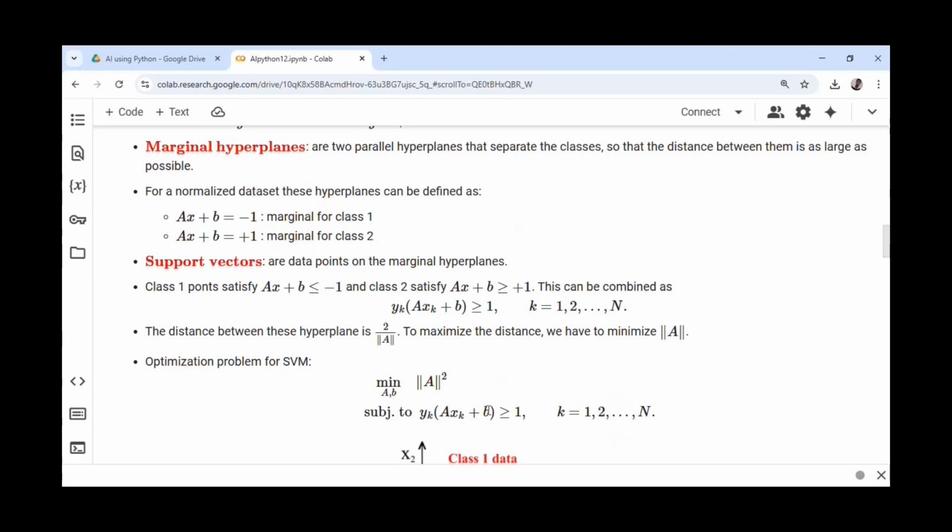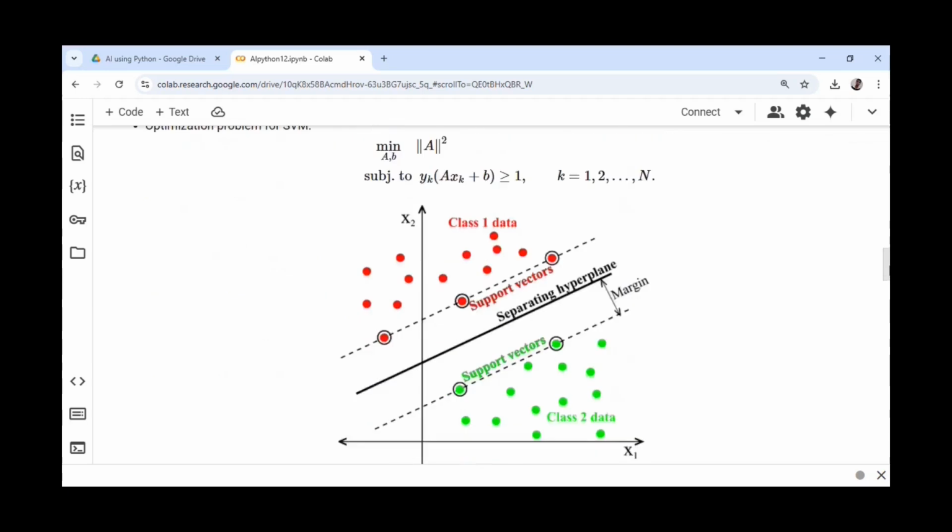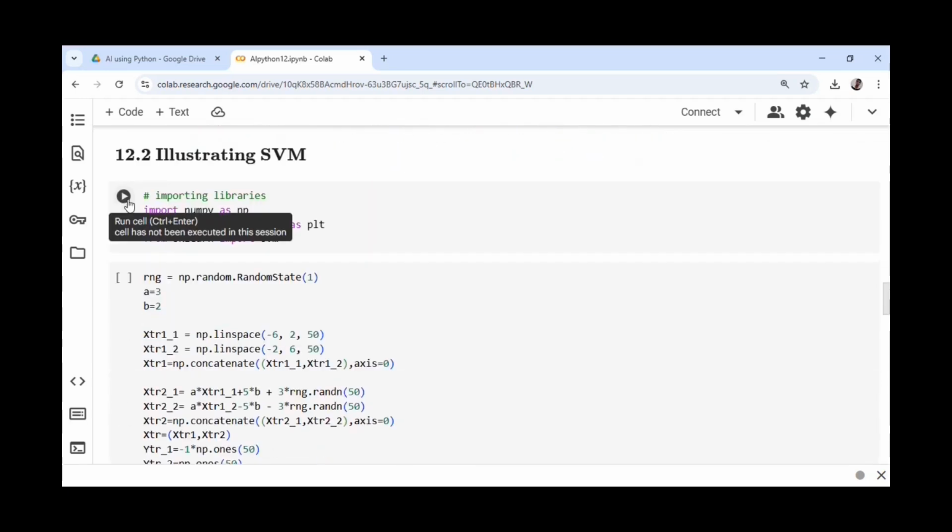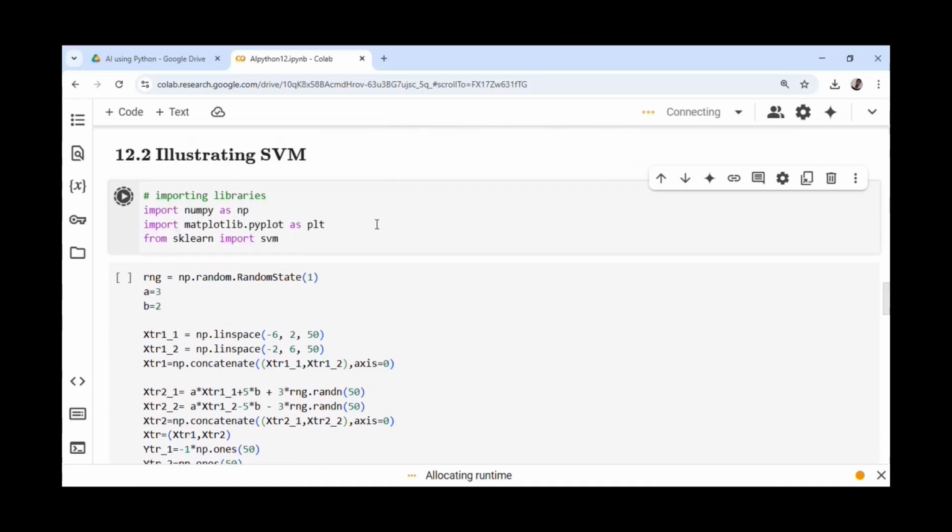This optimization problem can be solved for finding the separating hyperplane, using which the class of a new data point can be predicted. Next, we illustrate SVM using a numerical example. We will start by importing the libraries.